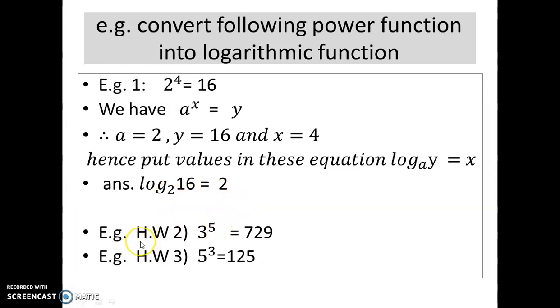Let us try some examples for homework. I give that 3 raised to 5 is equal to 729, and second example, 5 raised to cube is equal to 125. So, note down these examples.